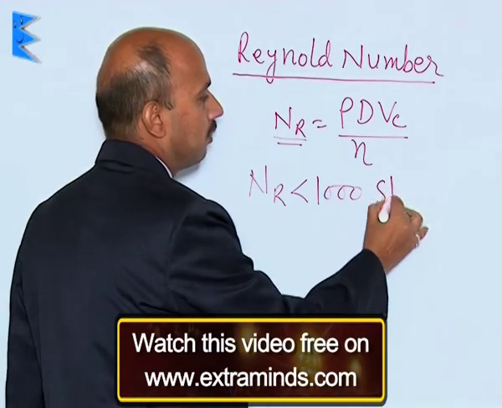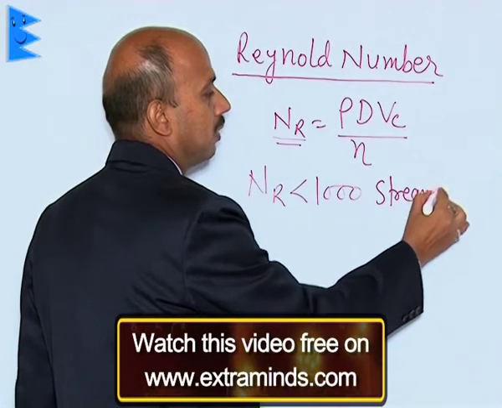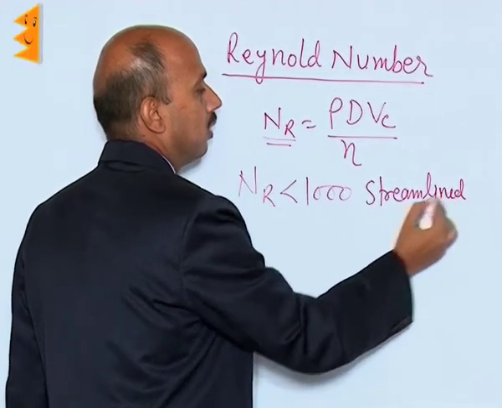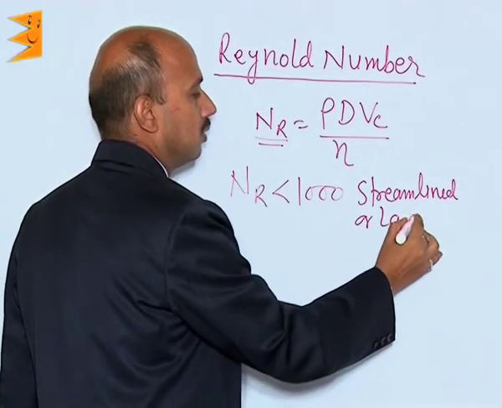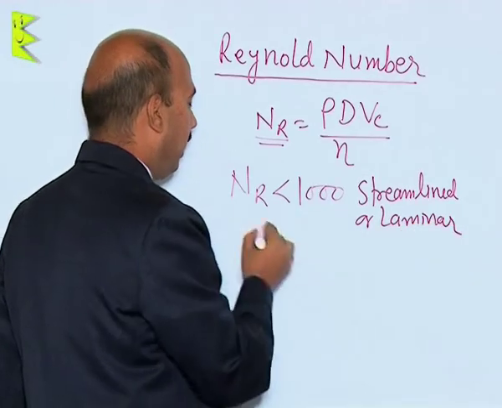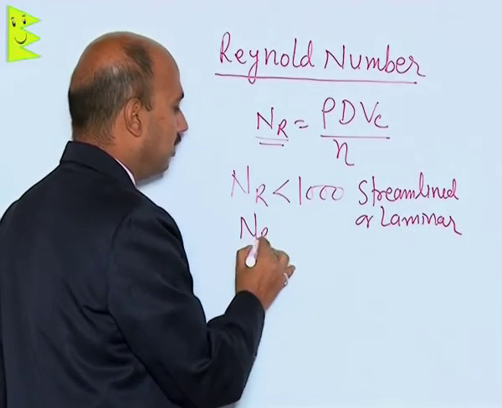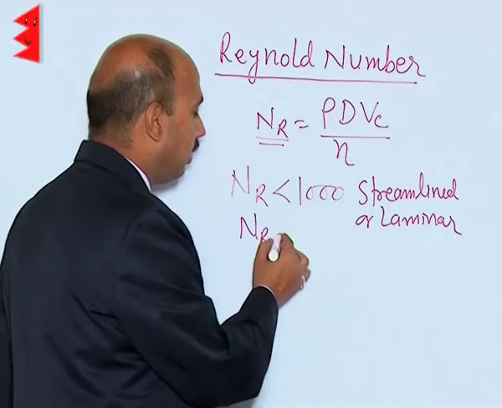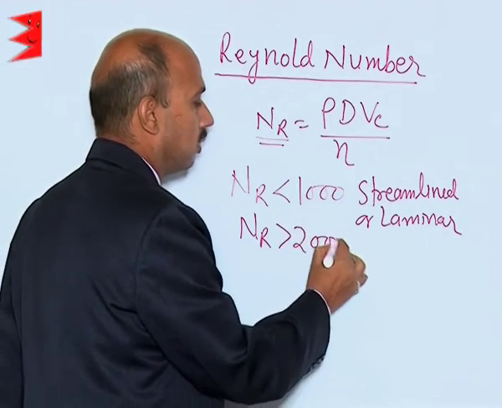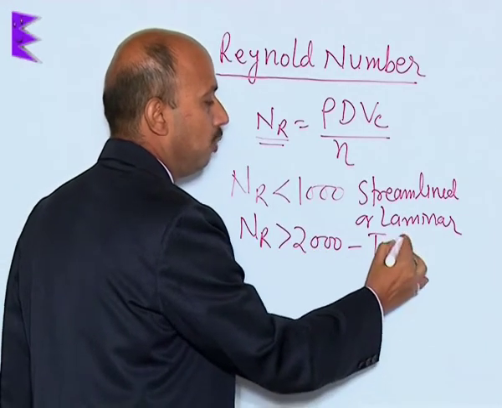In that case the flow is streamlined or laminar. If Nr is greater than 2000, then the flow is turbulent.